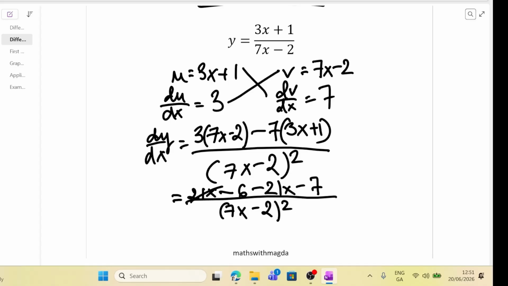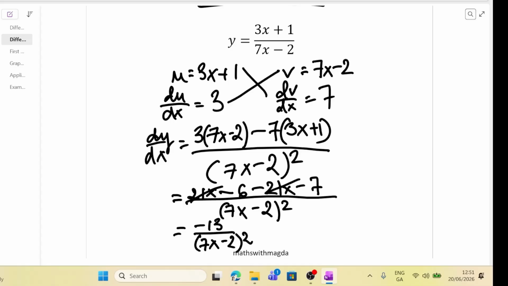Now you can see that the x's will cancel, and I will get minus 13 over 7x minus 2 to the power of 2. And this is the way you get the formula for the slope of that function in the form 3x plus 1 over 7x minus 2.